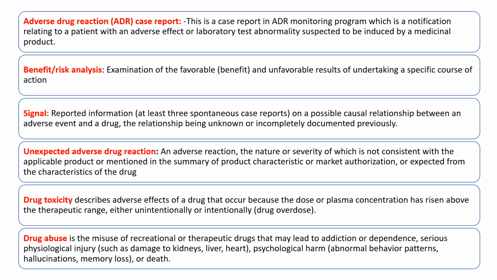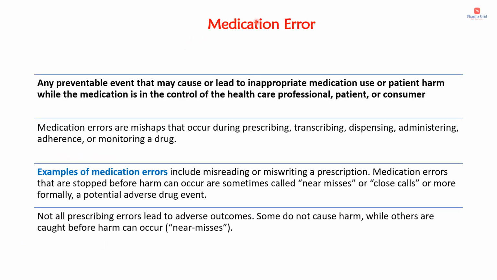or death. Now what do you mean by medication error? Any preventable event that may cause or lead to inappropriate medication use or patient harm while the medication is in the control of the healthcare professional, patient or consumer. Medication errors are mishaps that occur during prescribing, transcribing, dispensing, administering, adherence or monitoring of a drug. Examples of medication errors include misreading or miswriting a prescription.